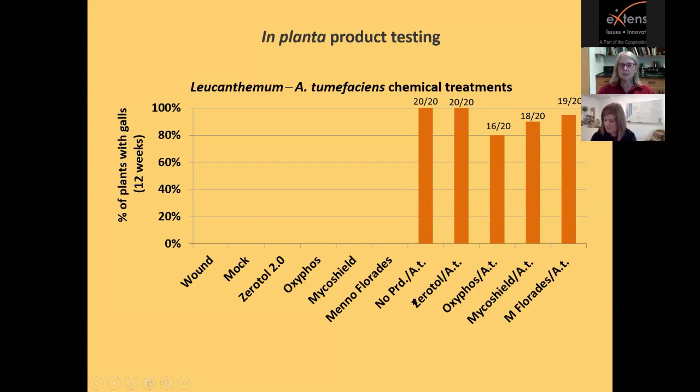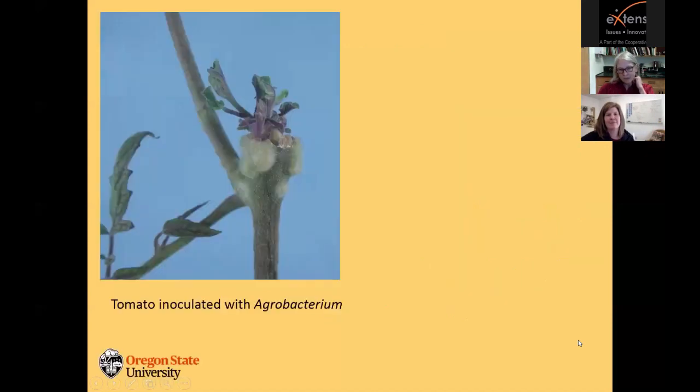Then these are the products that we tested, and we applied them first and then applied Agrobacterium. Results are pretty dismal. In some cases, it seemed to potentiate the size of the galls. Anyway, that clearly wasn't working. So we thought there's got to be something that will get this.